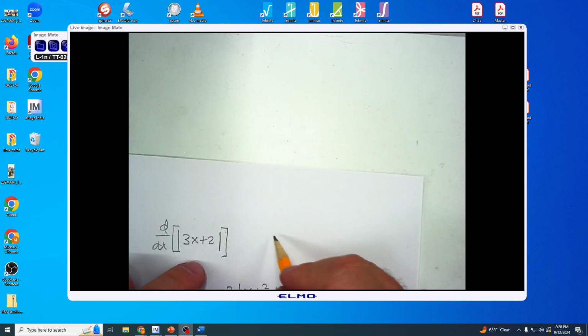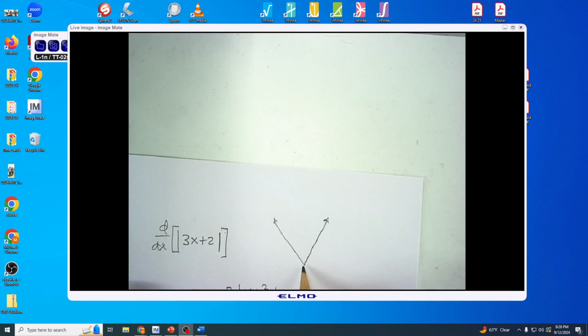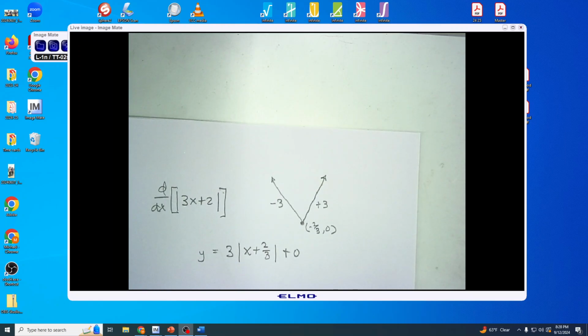And I would now graph this, opens up, it has the point -2/3, 0, and this side is a +3, and this side is the -3. And as a result, I can now find my two derivatives, the derivative on the left and the derivative on the right, depending upon what is asked. Okay? So once again, notice that absolute values have two different possibilities, depending upon which line we are on.